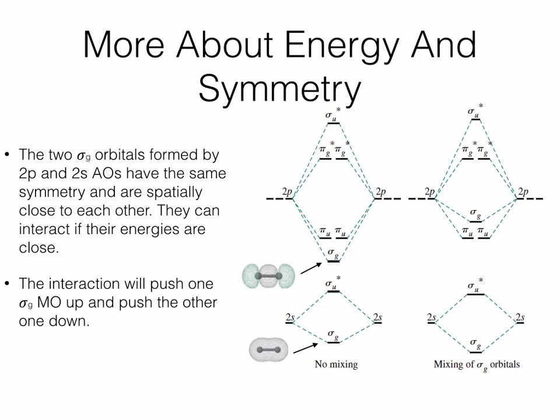Now, it turns out that the relative energy difference between 2p and 2s is a function of nuclear charge. The larger the nuclear charge, the larger the energy difference between 2p and 2s. Okay, so what that means is if you increase the nuclear charge, at a certain point, there will be a transition, okay, from mixing to no mixing.